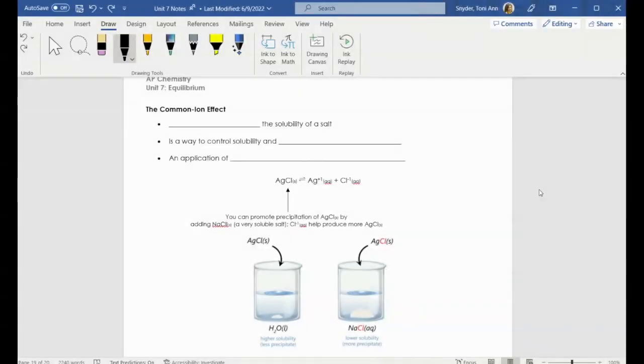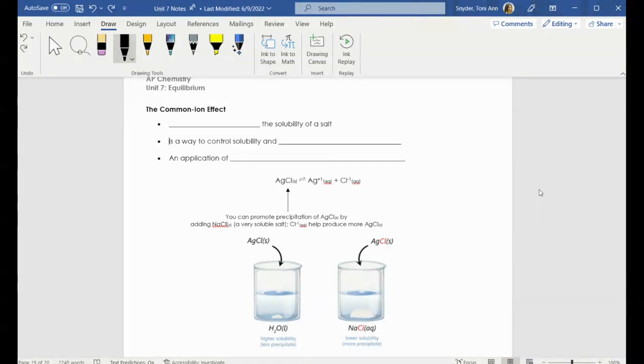Everybody, and welcome. Last video on equilibrium. I'm sure we're very excited. Equilibrium is very different from any type of chemistry we have done, but it's exciting because it is so different. This is real chemistry that we've been doing. But anyway, let's wrap this unit up and talk about the common ion effect.